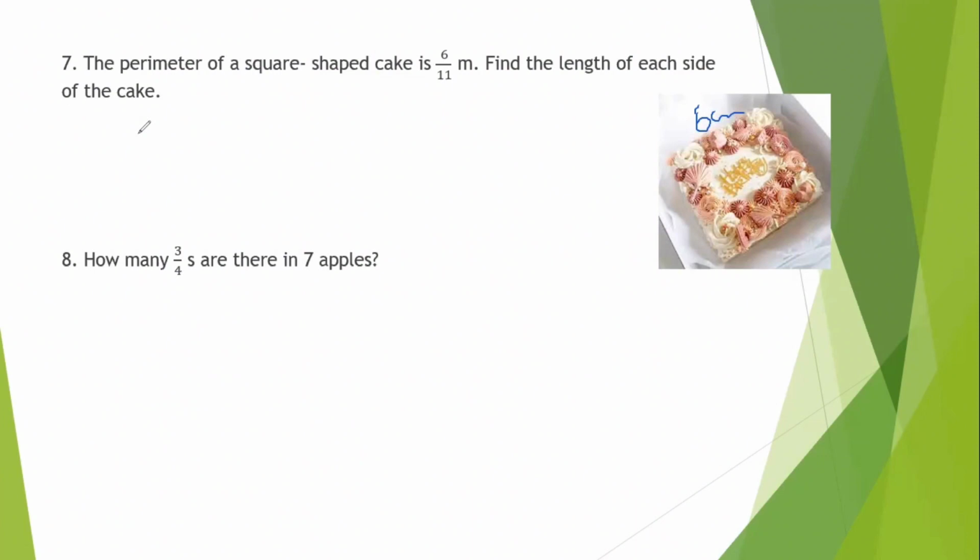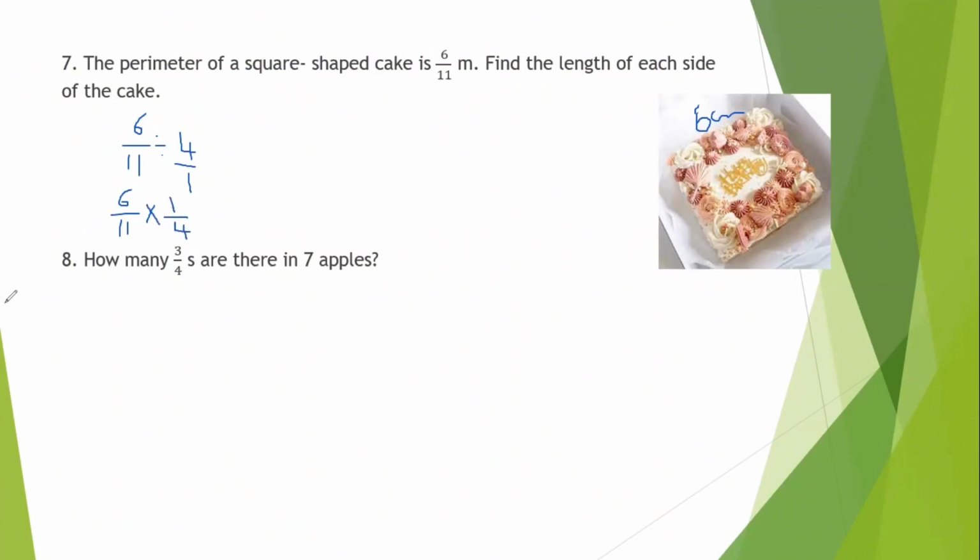So to get the length of each side, I have to divide 6 out of 11 by 4 sides to get the length of each side. The 4 here means 4 over 1. Let's keep, change and flip: 1 over 4.